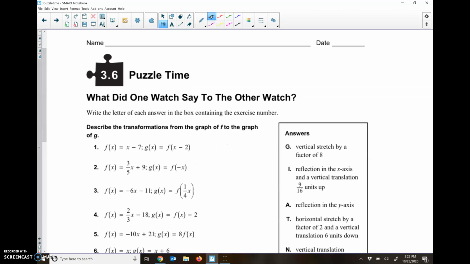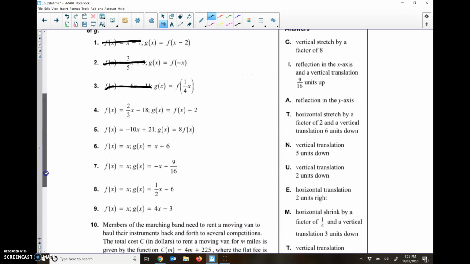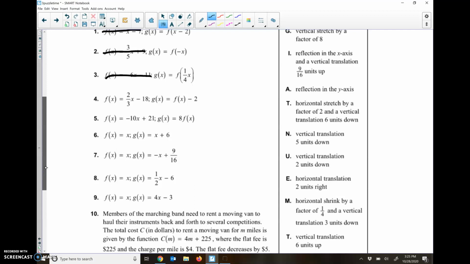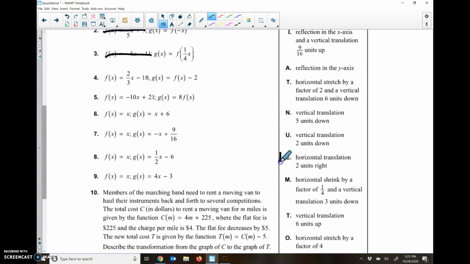So like if we look at number 1, we're just looking at all these last ones here. So really this first part for all these doesn't matter. We're just looking at what happens at the end. So we have the -2 inside the parentheses. Since it's inside the parentheses, I know it's a horizontal translation. And since it's a -2, it is right 2. So we're looking for one that says horizontal translation, right 2, and that is letter E. So I'll put number 1 right here.